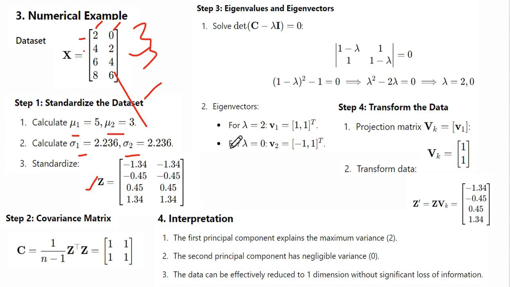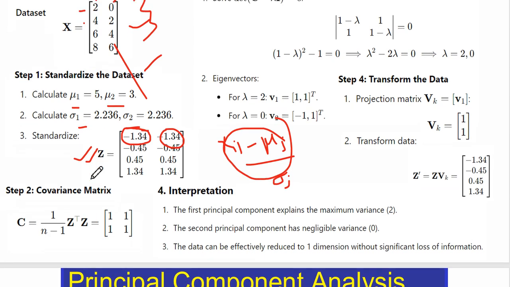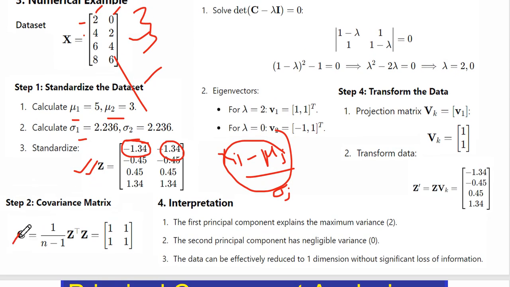What is the standardization formula? X ij minus mu j, divided by sigma j. See the standardization formula. By this formula we get the standardization value at each and every cell. This is the standardization matrix. From this we have to calculate the covariance matrix.